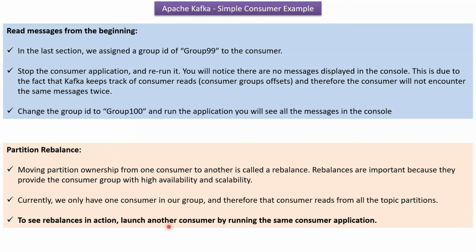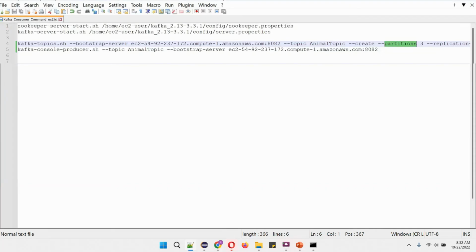To see rebalances in action, we have to launch another consumer by running the same consumer application. We will see how to do that. When we created the animal topic, we created three partitions. So if only one consumer is in the consumer group, then that consumer will read data from all three partitions. Suppose there are three consumers in the consumer group, then each consumer will read from a specific partition. For example, consumer 1 will read from partition 0, consumer 2 will read from partition 1, and consumer 3 will read from partition 2. We will see that example.